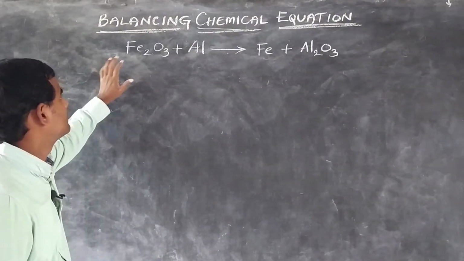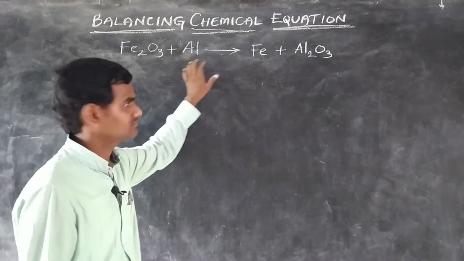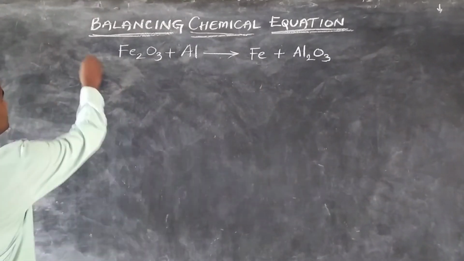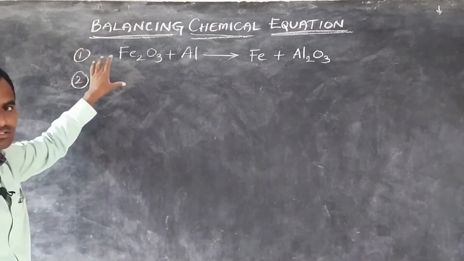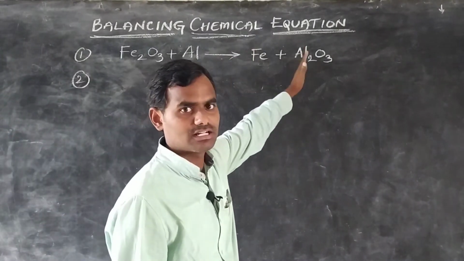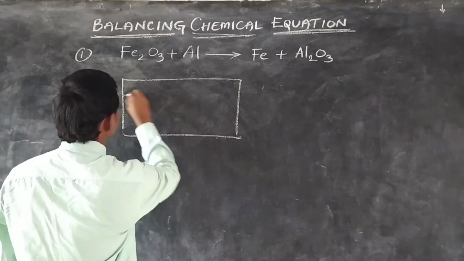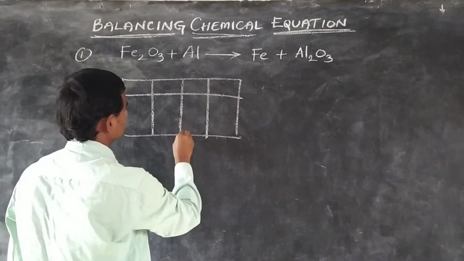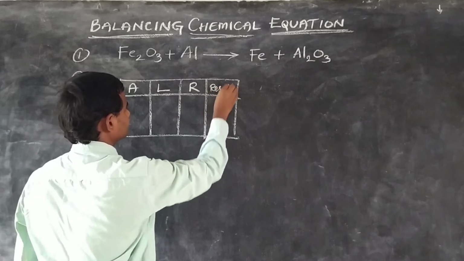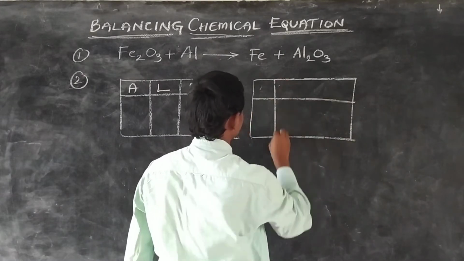Clear? We will see one more example in which iron oxide reacts with aluminium. It forms iron and aluminium trioxide. This is the first step. In the second step, we will see the number of atoms on left hand side, that is reactant side, and the number of atoms on right hand side, that is product side. We will write one tabular column: atoms, left hand side, right hand side, and the result. This is after balancing, we have to check.